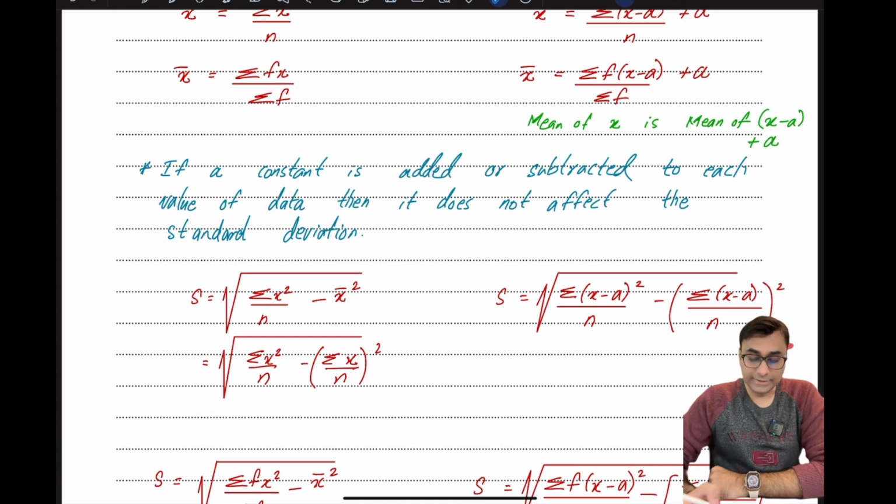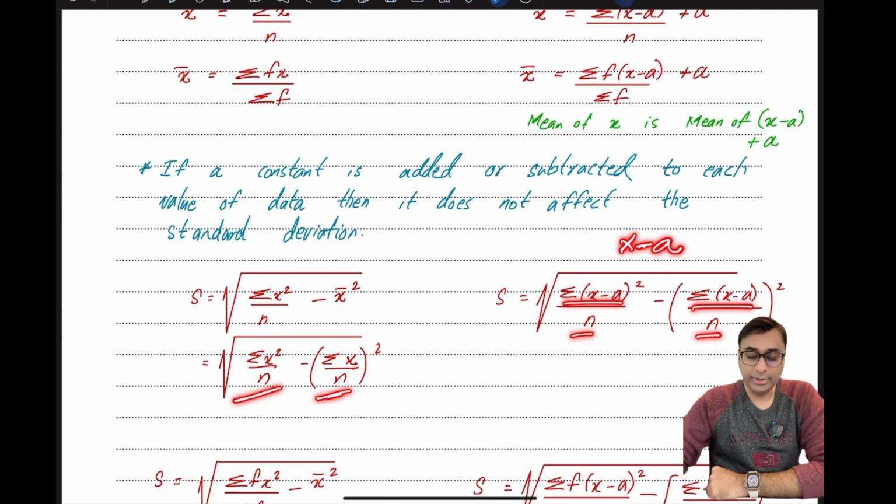Now, since we have just concluded that if I have a constant shift to every value of data, the standard deviation will remain the same. So if I have a coded data where I have sigma (x minus a) whole squared and I have sigma (x minus a), if I do sigma (x minus a) whole squared over n, comparing it with this part of the formula, and (sigma (x minus a) over n) whole squared, comparing it with this part of the formula, that means this will give me the standard deviation of x minus a.